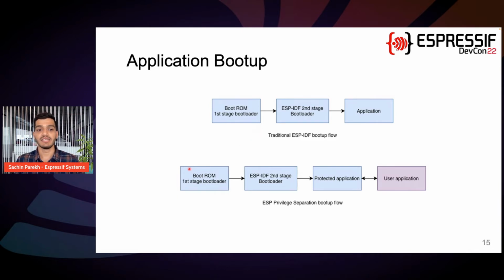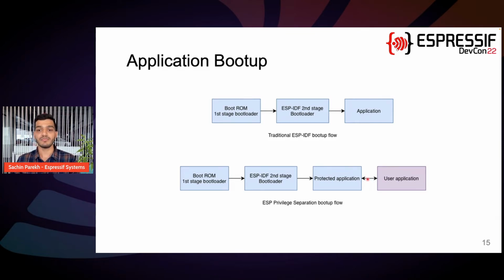Now, at the bottom, you can see the application boot up flow of a privilege separation project. The first two stages are the same. That is, on reset, the ROM bootloader starts executing. It then loads the second stage bootloader, and the second stage bootloader loads the protected application from flash. Typically, the protected application would consist of the FreeRTOS kernel. And once the entire OS is up and running, it would then look for a valid user application in the flash. If found, it would set appropriate permissions and execute the user application in a separate task. So in this way, we have both the protected application as well as the user application running concurrently on the same device.